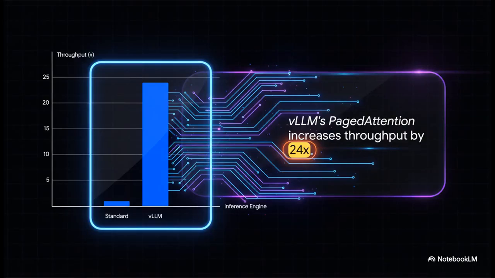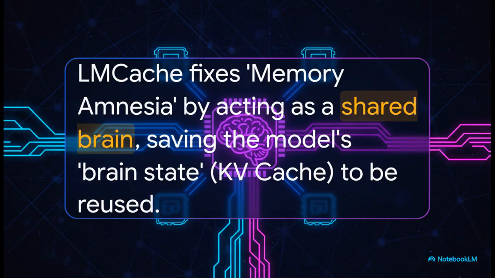And the results? I mean, just look at this. This isn't a small improvement. By just being smarter about memory, vLLM gets you a 24 times increase in throughput. 24! On the exact same hardware. That's a huge deal. Okay, so vLLM totally solves the space problem.